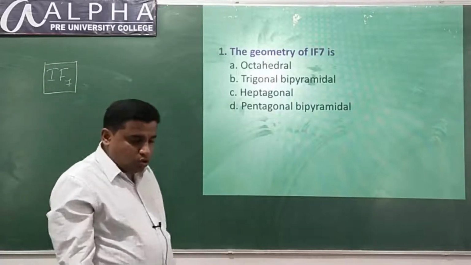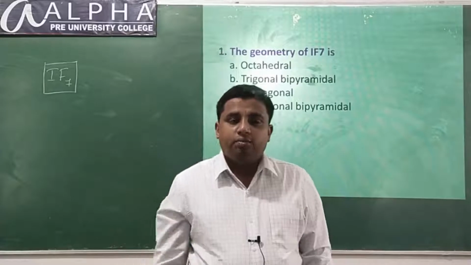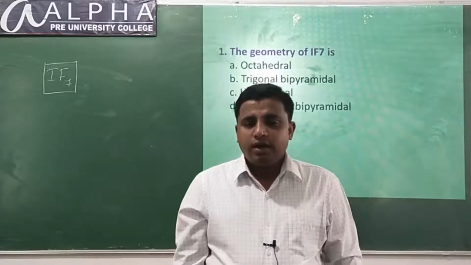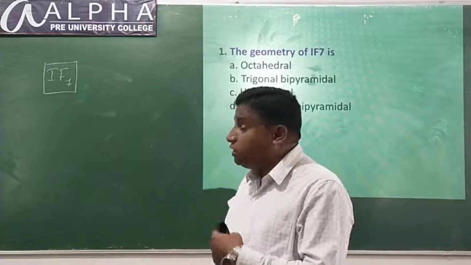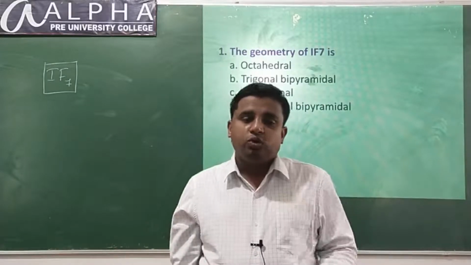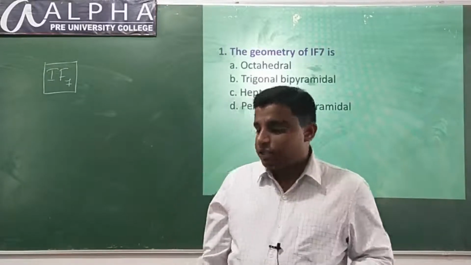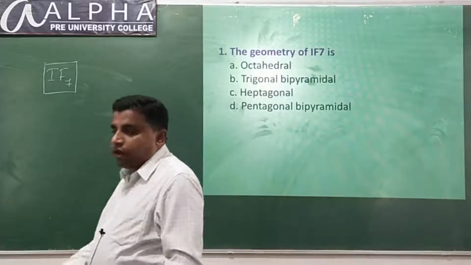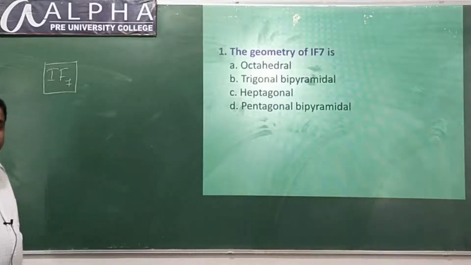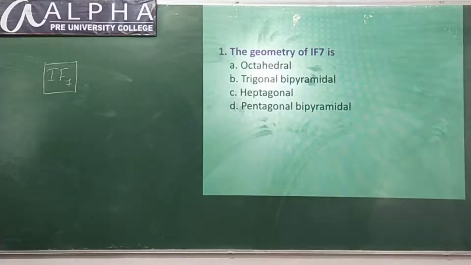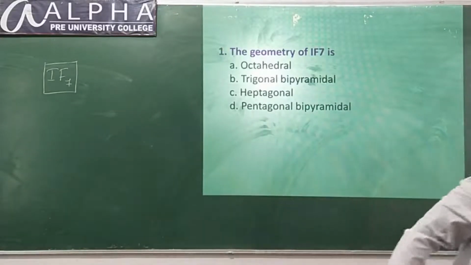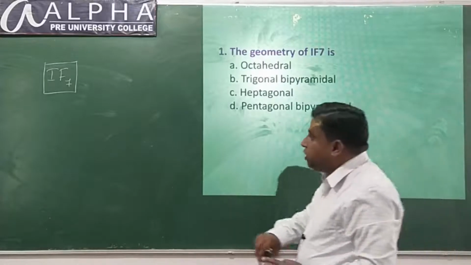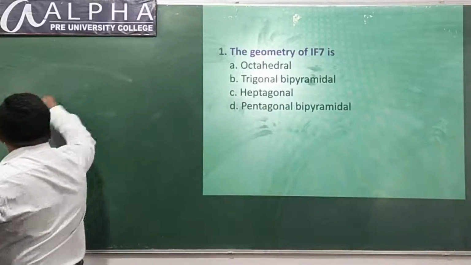So if you want to know the geometry, you should be knowing about hybridization, isn't it? If you want to write the geometry of the species, you should be knowing about what? Hybridization. What are the different types of hybridization we have? Come on. Yes, what are the different types of hybridization that we usually talk about? So we have got sp3 hybridization, isn't it?